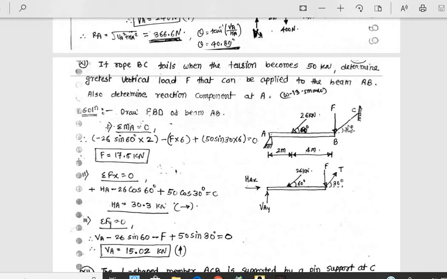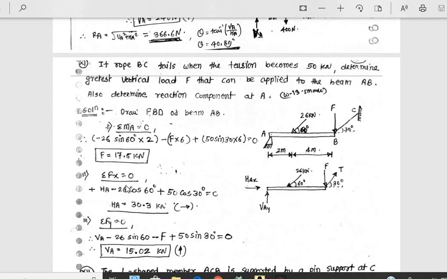Okay, so we have to put this T as 50. Yes, this T, draw the FBD. This is T at 30, this is 26 at incline. We have to resolve this. So take moment at A equal to 0: minus 26 sin 60 into 2, minus F into 6, plus 50 sin 30 into 6 is equal to 0. Therefore F is equal to 17.5 kilonewton.